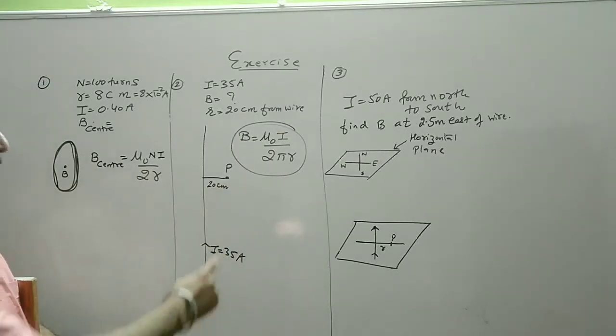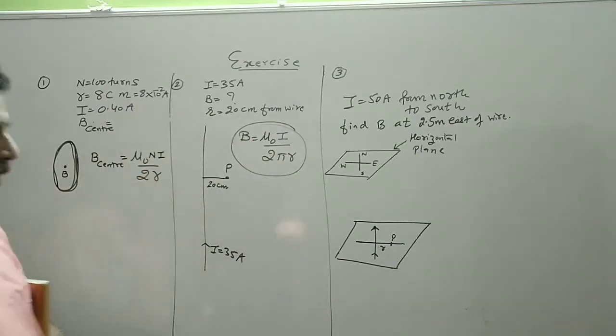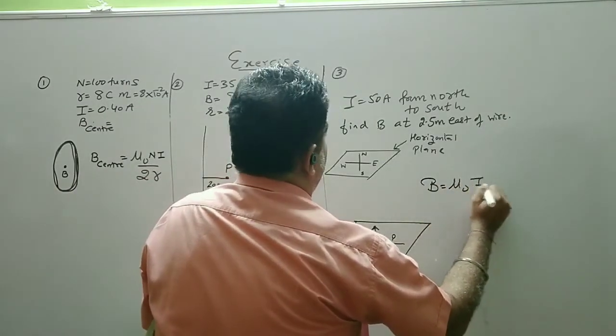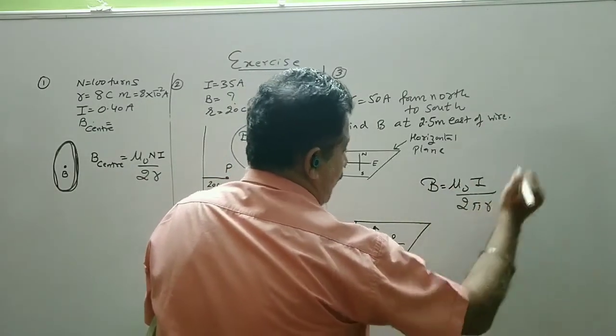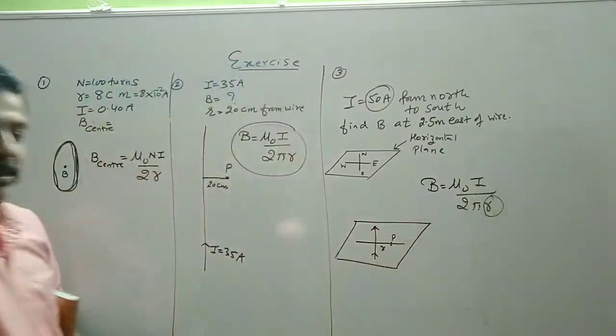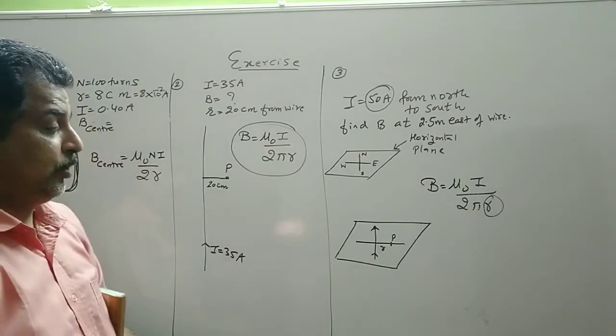So clearly the formula is mu naught I upon 2 pi r. So the magnitude of magnetic field intensity will be mu naught I upon 2 pi r. I is given, r is given. We can find out the magnitude. Now we have to find out the direction.